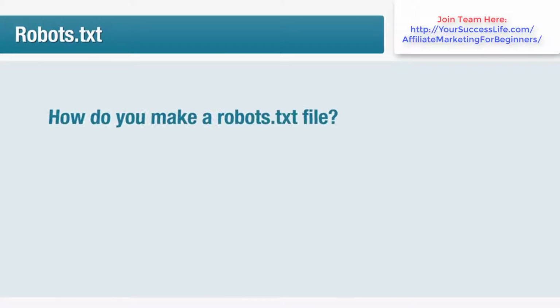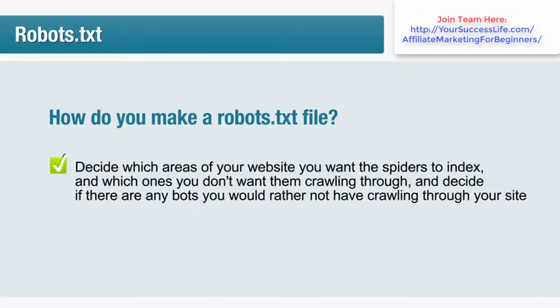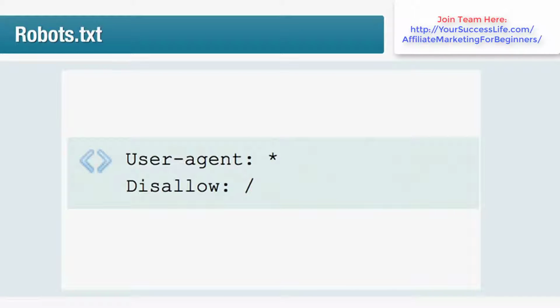So how do you make a robots file? Well, decide which areas of your website you want the spiders to index and which ones you don't want them crawling through. And decide if there are any bots that you would rather not have crawl through your site at all. Open up your plain text editor of choice, create a new blank text file and save it as robots.txt. Then write this information into the file.